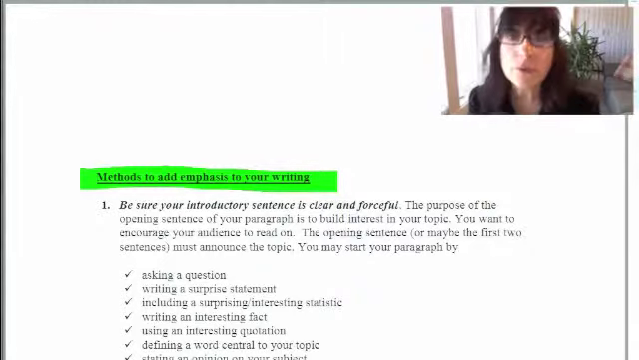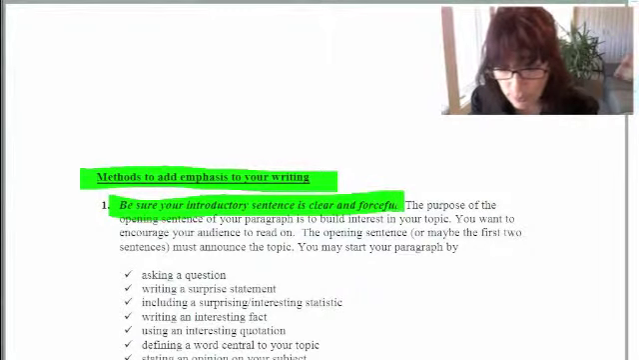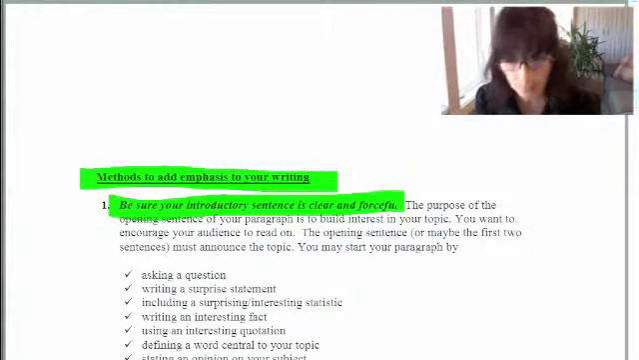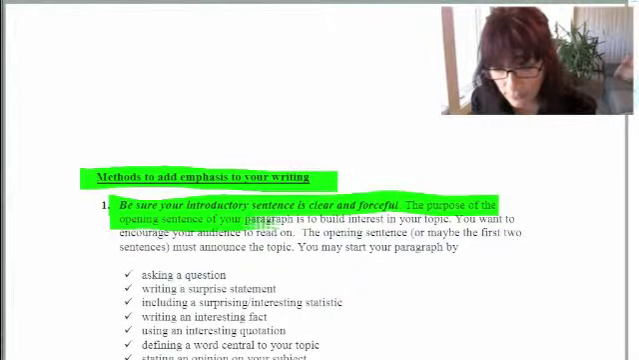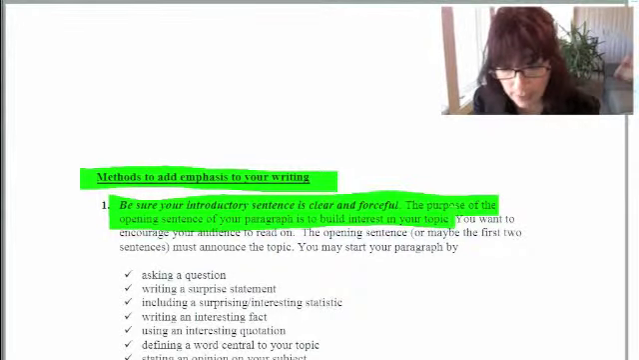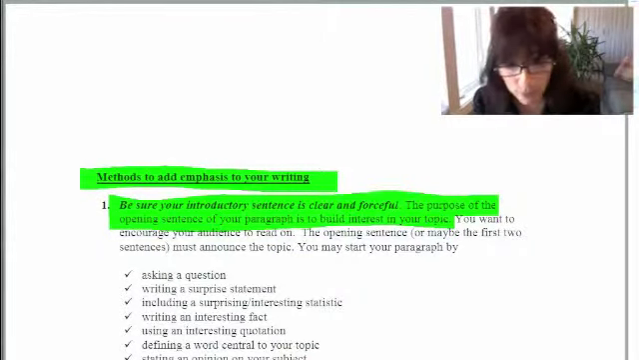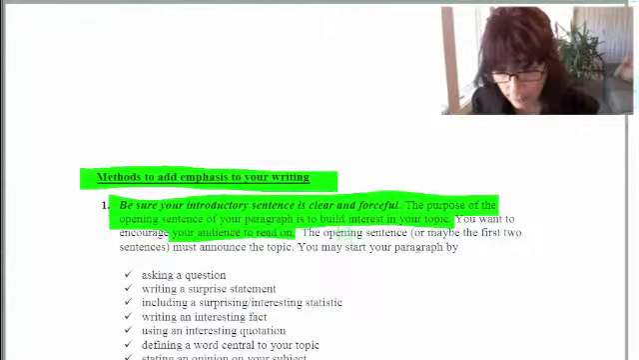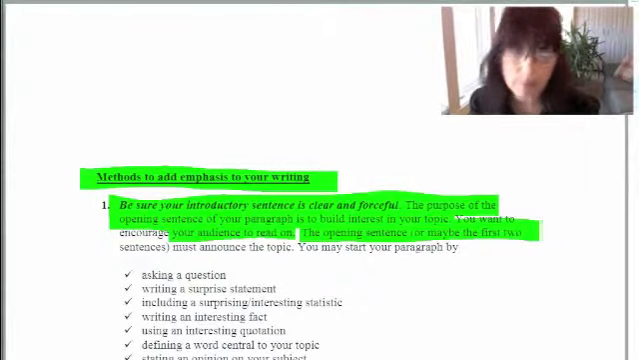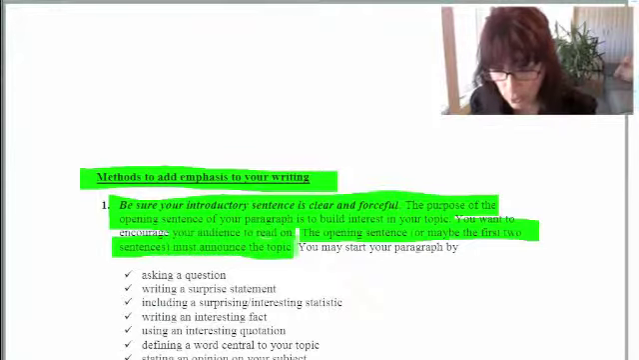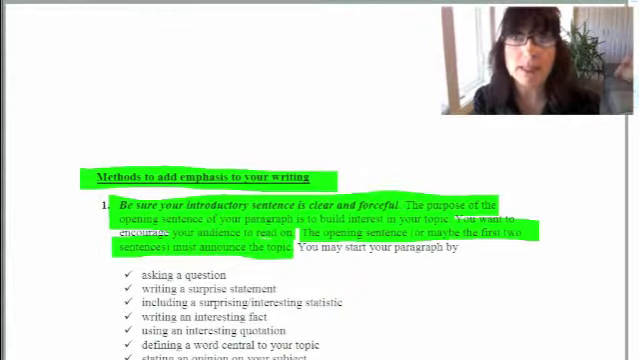The first one is be sure your introductory sentence is clear and forceful. So the purpose of the opening sentence of your paragraph is to build interest in your topic. You want to get your reader interested so your reader will continue to read on. So the opening sentence, or it may be the first two sentences, must announce your topic. You must say fairly quickly at the beginning of your paragraph what your topic is, what you want to prove. It's only one paragraph, so you really have to get to the point very quickly.